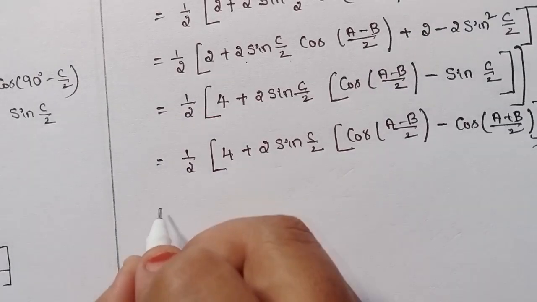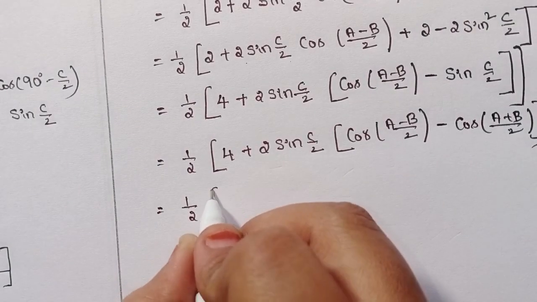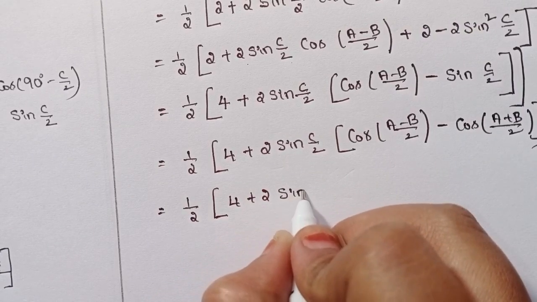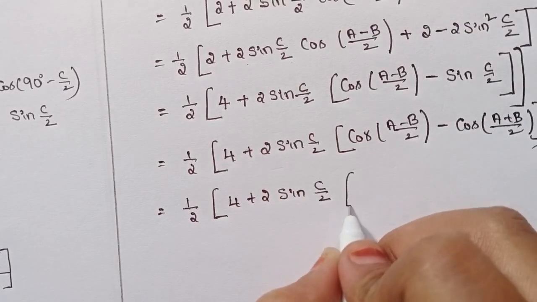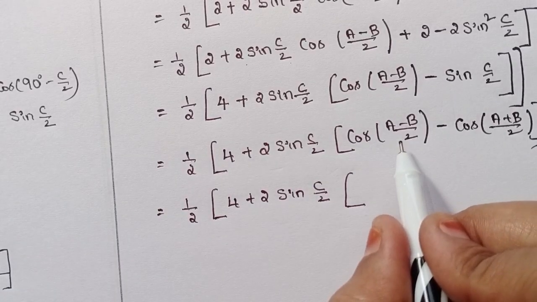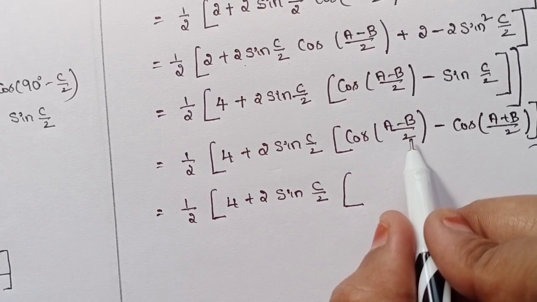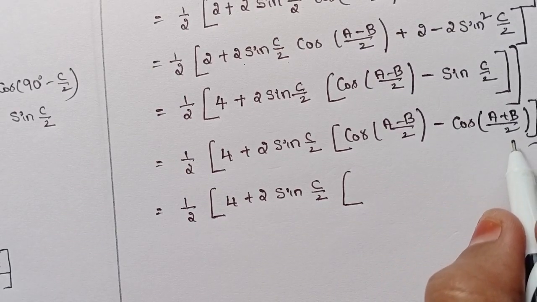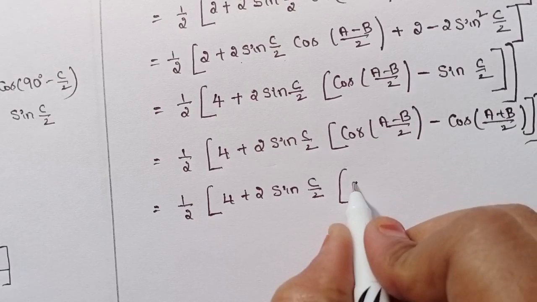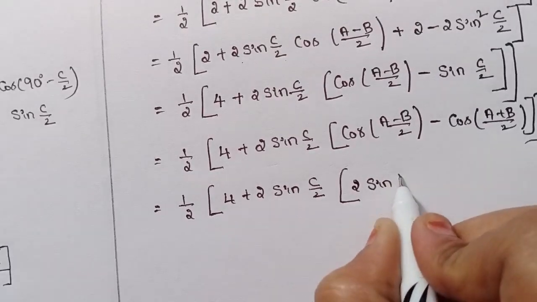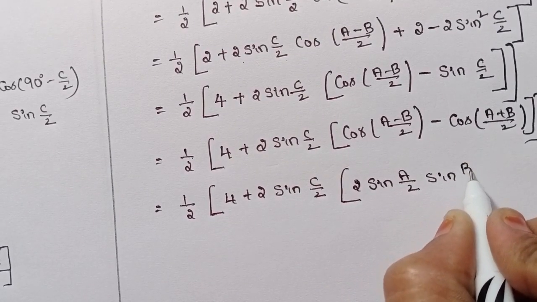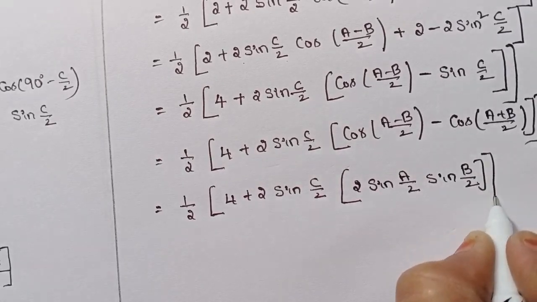Okay, next. 1 by 2 times of 4 plus 2 into sin c by 2 into cos of a minus b by 2 minus cos of a plus b by 2. You can write 2 sin a by 2 into sin b by 2.